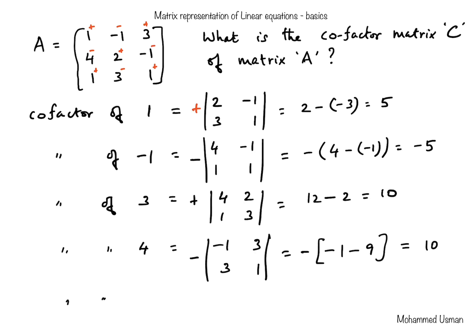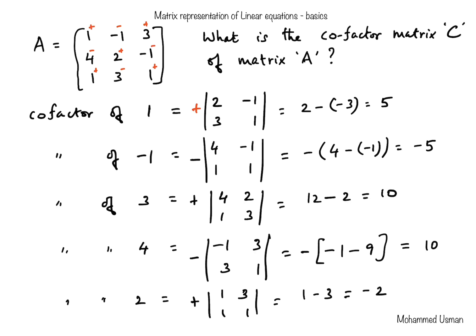Similarly, the cofactor of 2 is equal to, the positional sign is plus. We'll close the row and column where the 2 is present. So we close this row and this column. So we are left with 1, 3, 1, 1. And that gives us 1 minus 3, which is equal to minus 2. So that's the cofactor of 2, which is equal to minus 2.